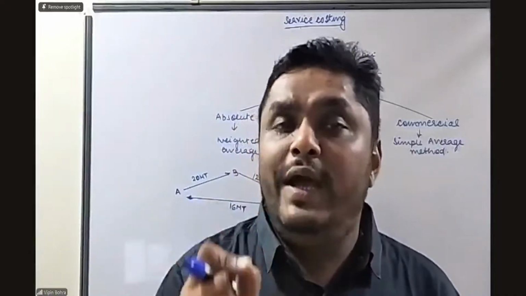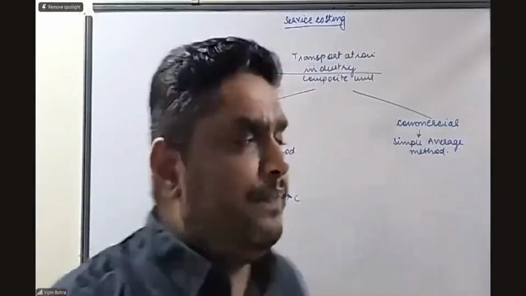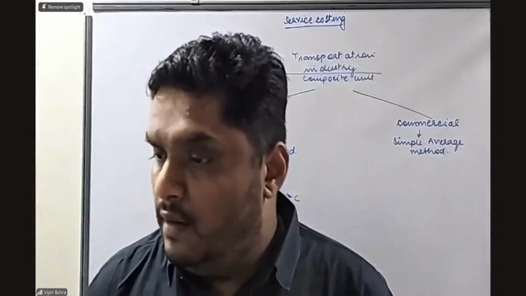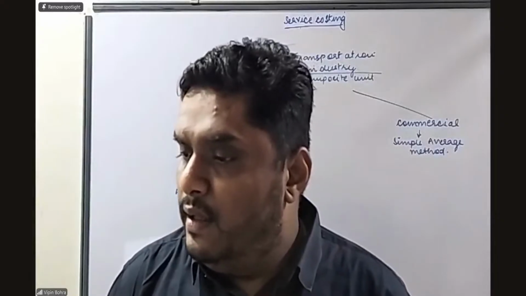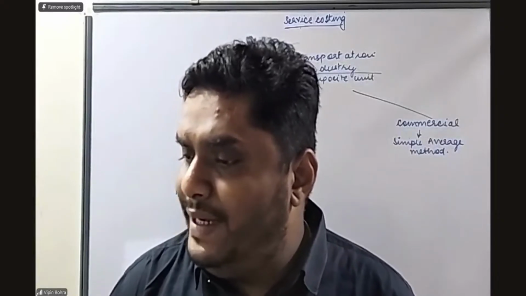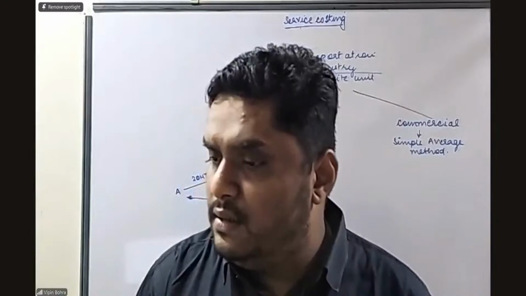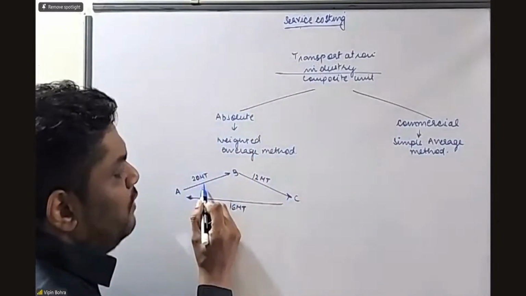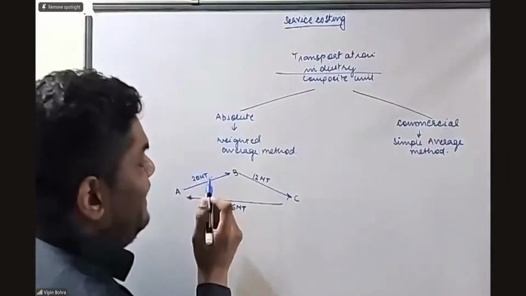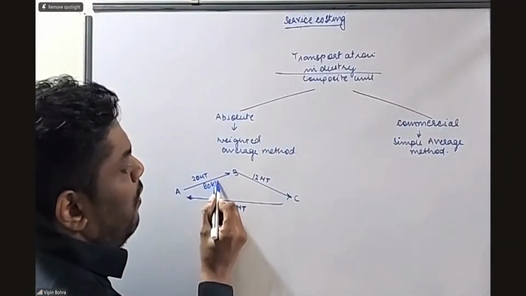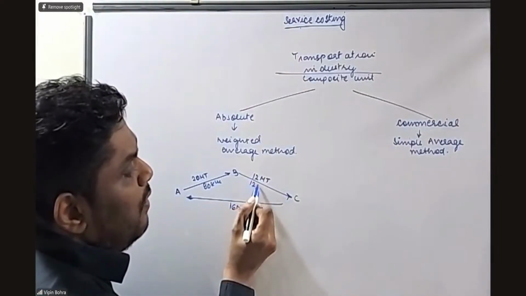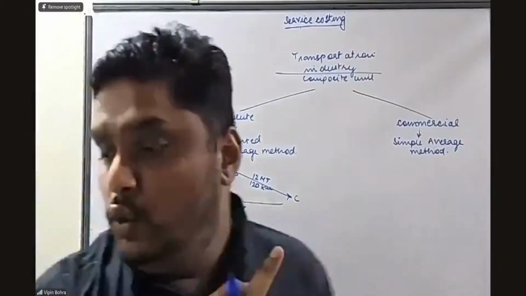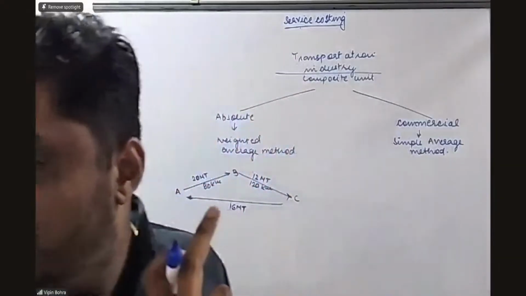Now herein we have to calculate the ton and the kilometer. When talking about the distance, it is 120 kilometers, 80 kilometers, 120 kilometers and 160 kilometers. So A to B, the distance is how much? 80 kilometers. B to C, it is 120 kilometers. And while coming back straight from C to A, the distance is how much? 160 kilometers.